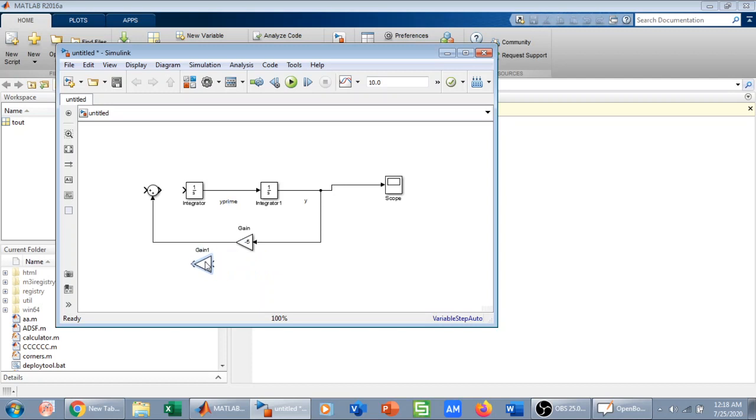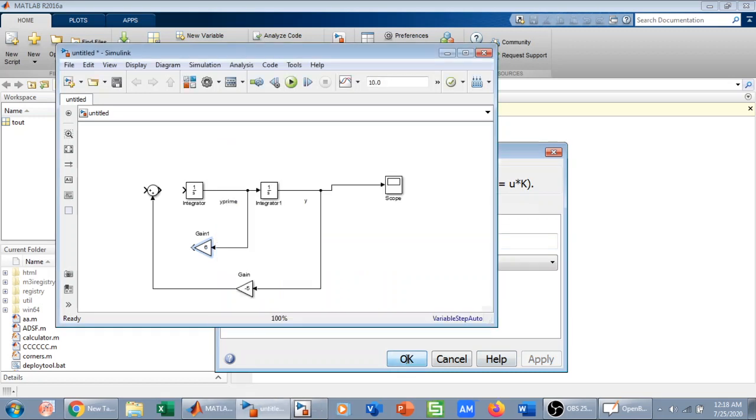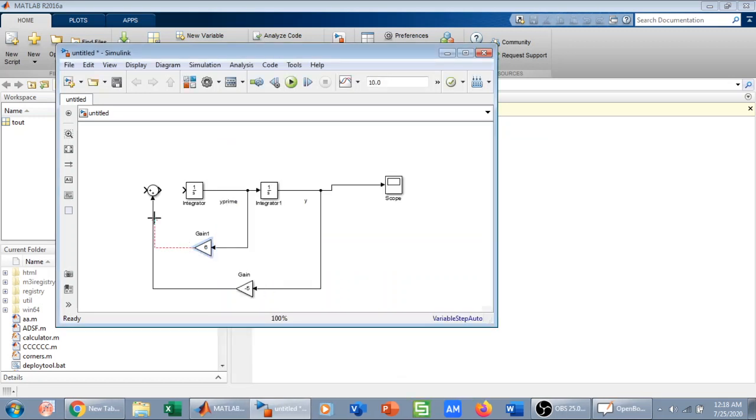So the y prime was connected with 6, so I can simply bring the block over here. Again, for branch out I need to right-click. I need to give the value of 6 here because it was 6y prime in my equation. I will apply it, and then I will add it to this summer. So this is my minus 5y and this is my 6y prime, and both will be integrated given to this. Fine. And then we have the scope here.